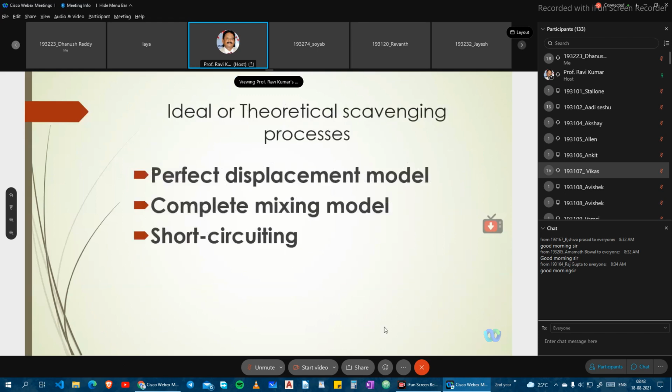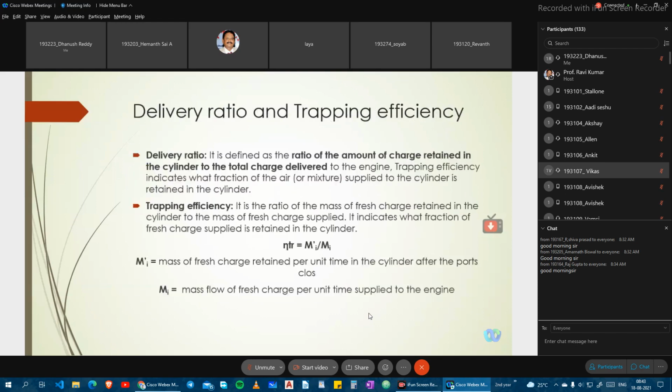And if you take the scavenging process in a different way, ideal, tell me. Sir, delivery ratio and trapping efficiency are both the same now, sir? Both are the same only, but one thing is that delivery ratio will be calculated through whatever fuel we are sending inside.